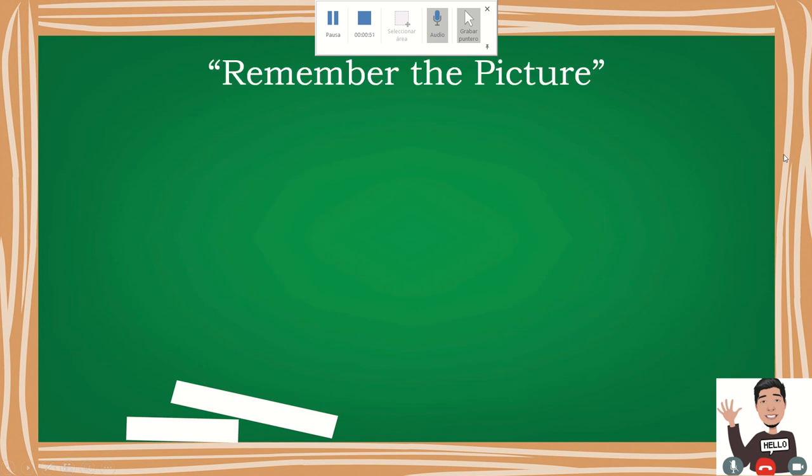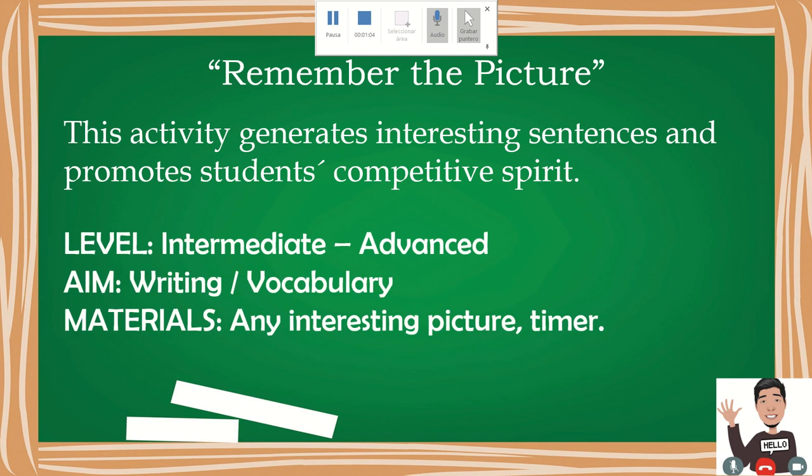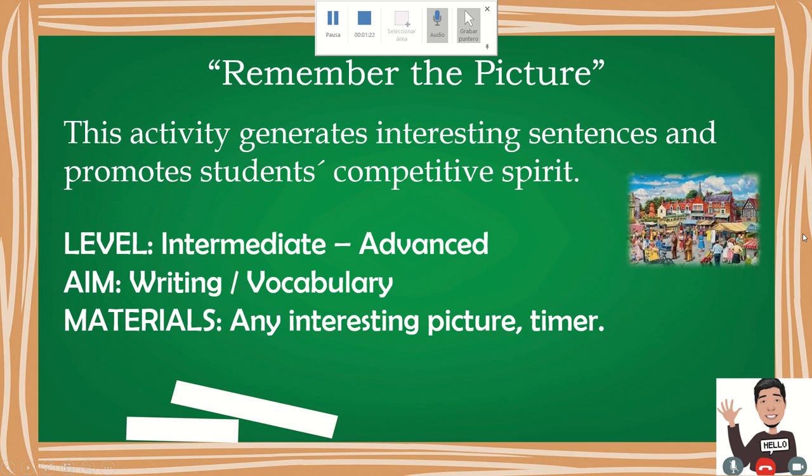So, what is this activity about? Remember that the activity is called Remember the Picture. This activity generates interesting sentences and promotes competitive spirit among the students. The levels that I recommend this activity for are from intermediate to advanced level. The aim or objective of this activity is to promote writing and increasing vocabulary. And the materials that you can use for this activity are an interesting picture that you can find in any book or any regalia, and also a timer.